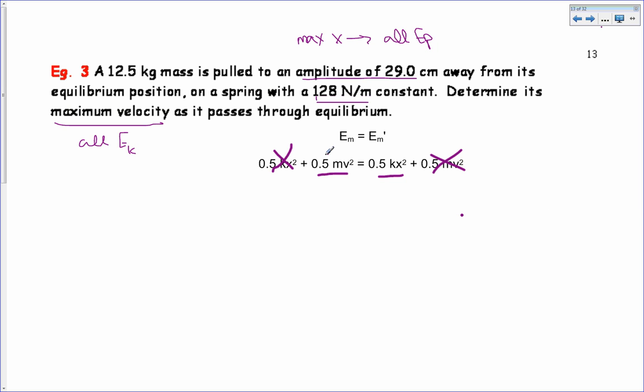So I'll cross out Ek after, and I'll cross out Ep before. Okay? It doesn't matter what sides of the equation you're on. That's kind of part of what's going on here, so it really just doesn't matter. So then the other thing you can cross out is the halves. Right? The halves don't matter at all. So basically what you have is mv squared equals kx squared.